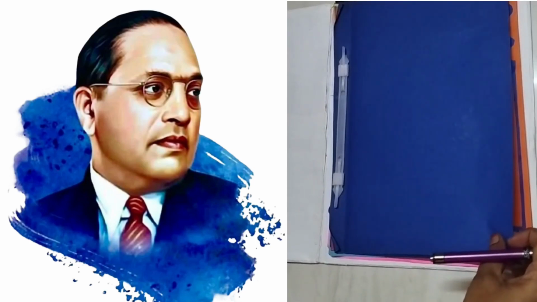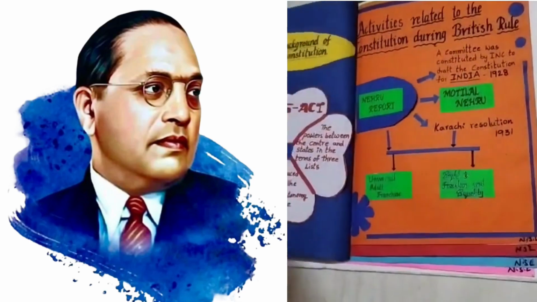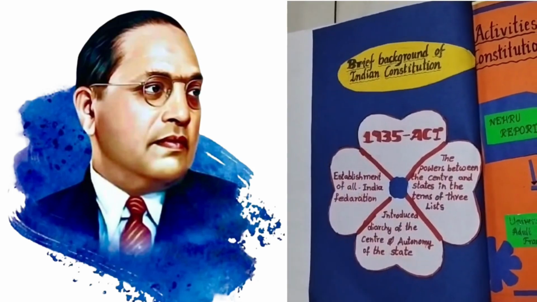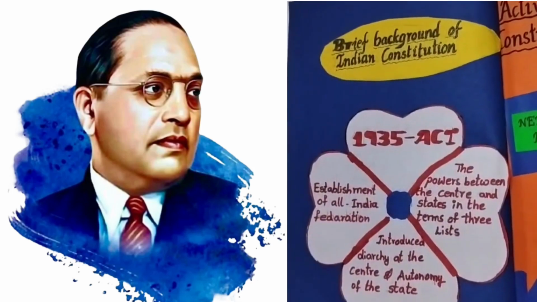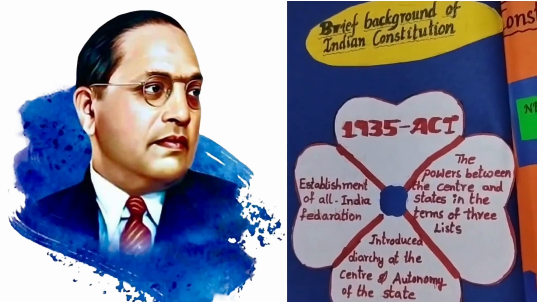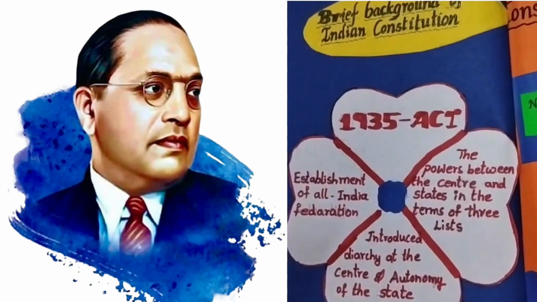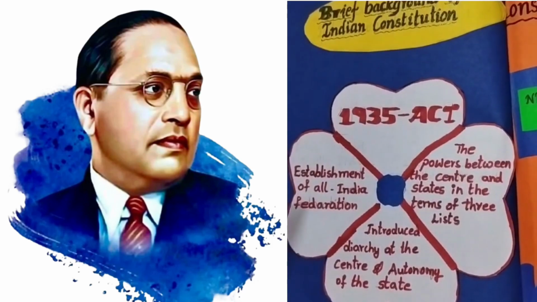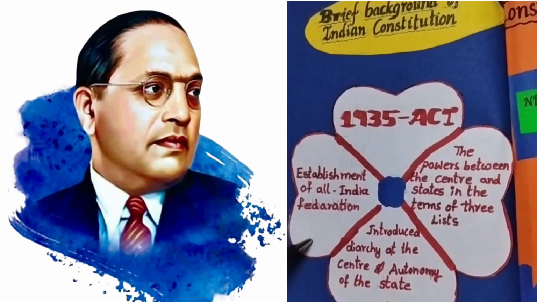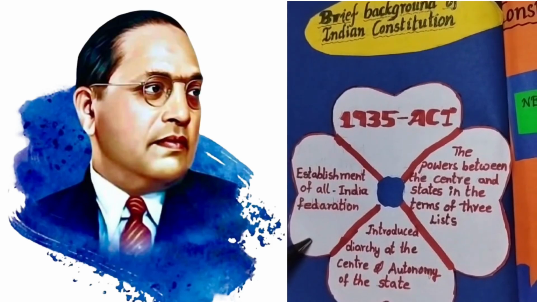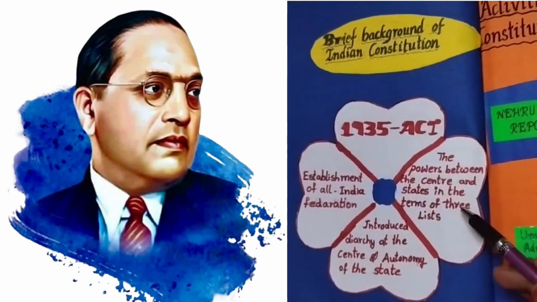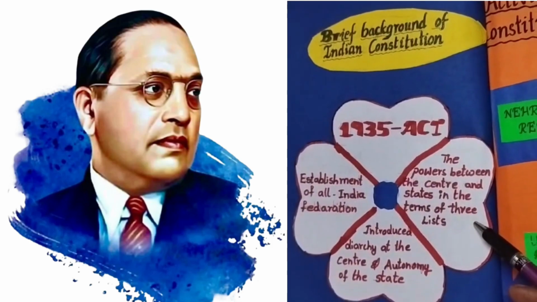Students, can you say there was any constitution for India during the British rule? We can absolutely say no, there was no constitution for India. They ruled India according to the acts made by the British government and British Parliament. Among them, the Government of India Act 1935 was an important act. It provided for the establishment of an All India Federation consisting of provinces and princely states. The act divided powers between the center and states in terms of three lists.